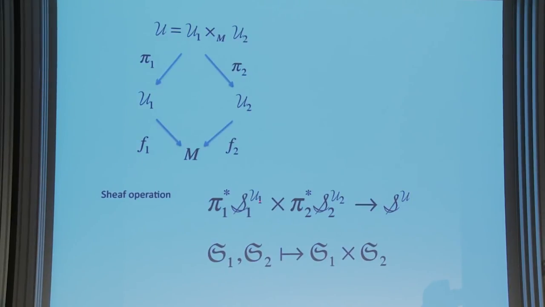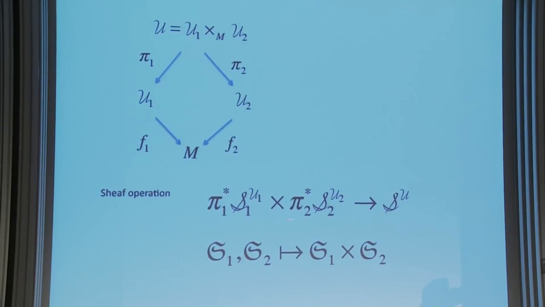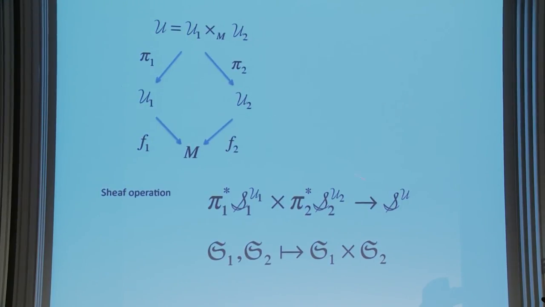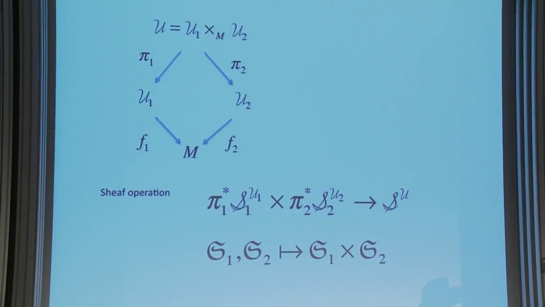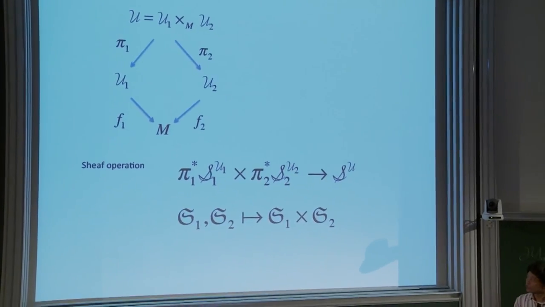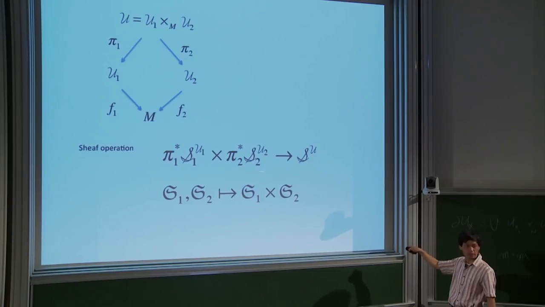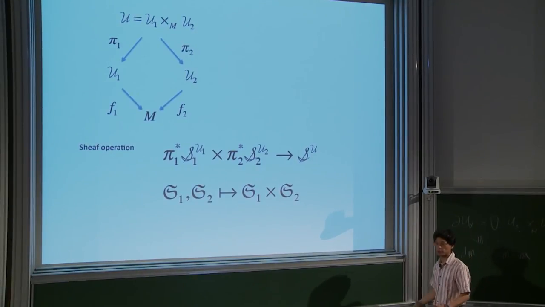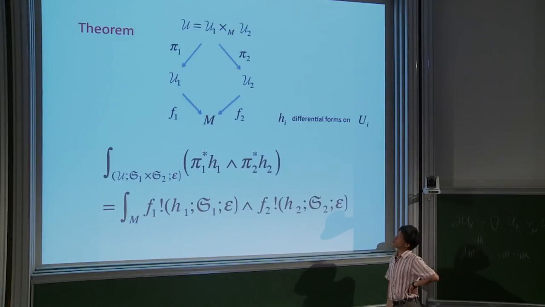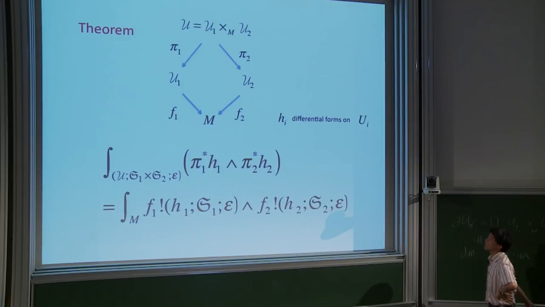So suppose you have this, S1, U1, this is a sheaf here, and S2, U2 is a sheaf here, so you pull back this sheaf by this pi1, pi2, and you have this sheaf here, related to the structures, and you have this natural operations. The sheaf operation means that you have a series of maps which are compatible with the restrictions. So you have two perturbation data here, then you get this product perturbation data. That's always possible. And this is what Fubini theorem says the following things.